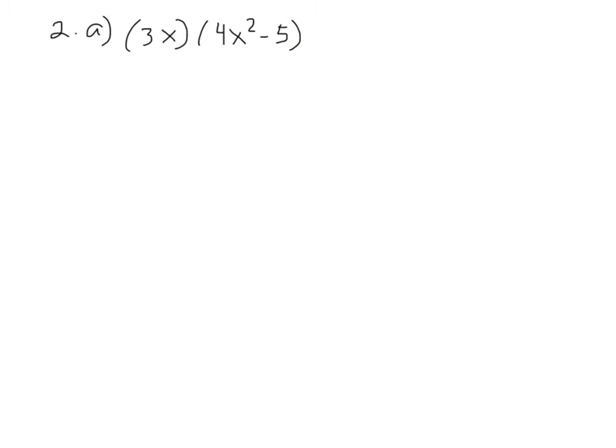So I'm being asked to multiply here, so I'm going to distribute the 3x to both terms, and you end up with 3x times 4x squared would be 12x cubed minus 15x, and that would be the answer.